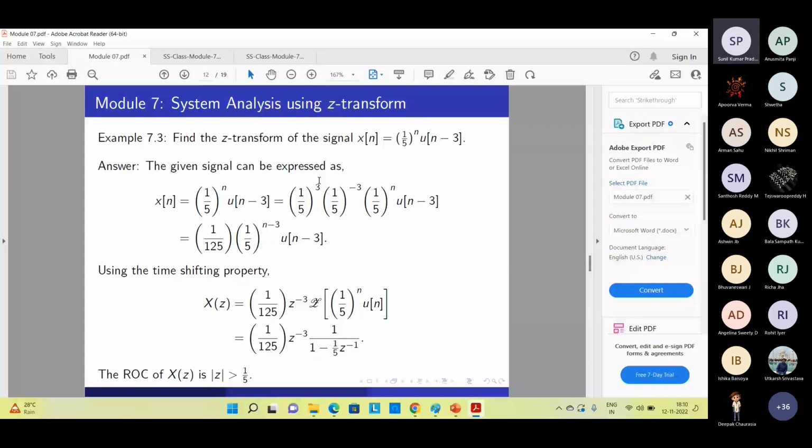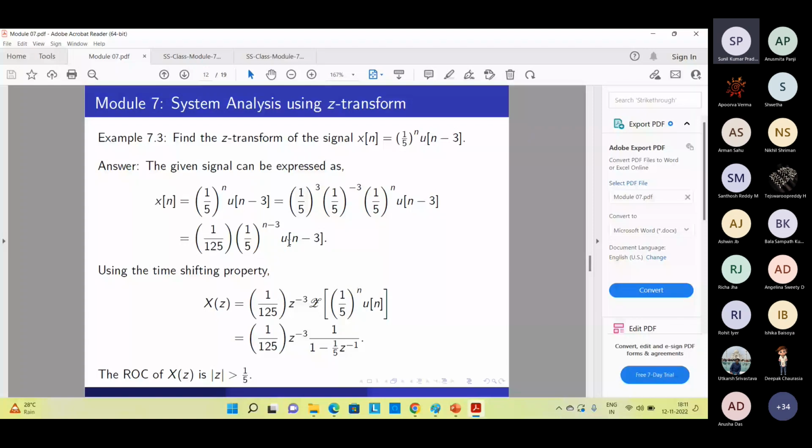That is e to the power n minus 3. We can make it the same, right? 1 by 5 to the power n, we can write it like this, right? 1 by 5 to the power minus 3, multiplied by 1 by 5 to the power n, into u of n minus 3. Now what does it give rise to? It will give rise to 1 by 125, 1 by 5 to the power n minus 3, u of n minus 3.